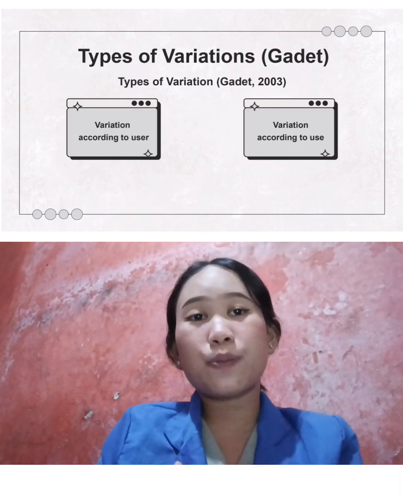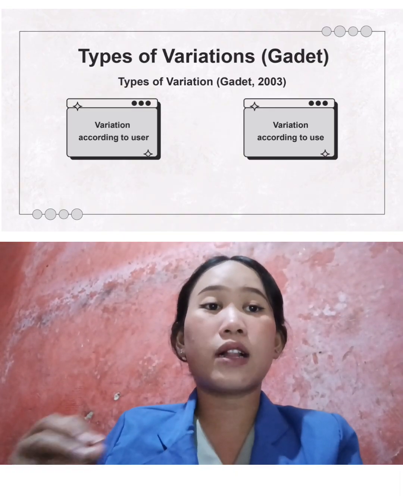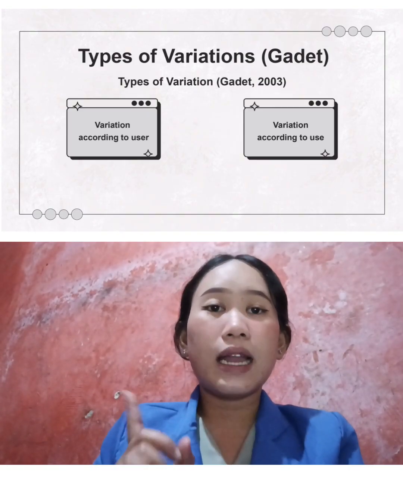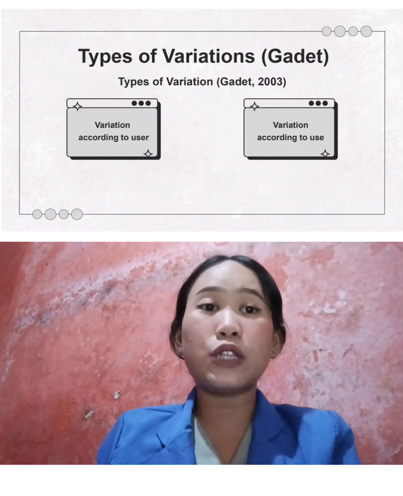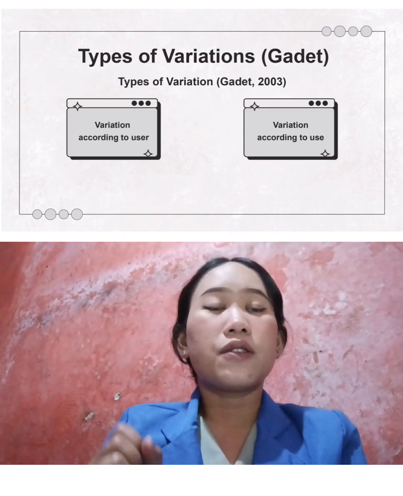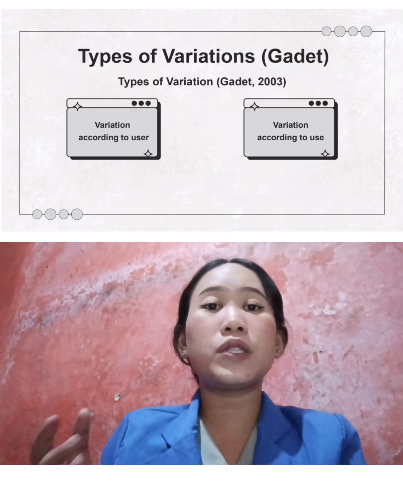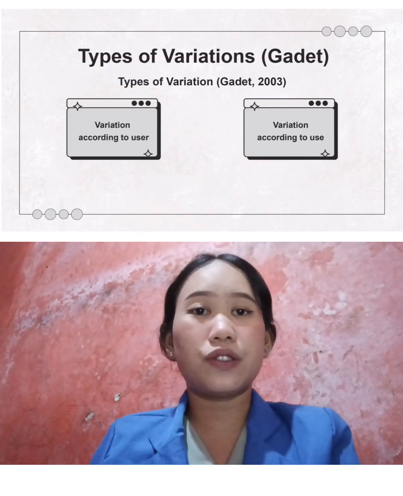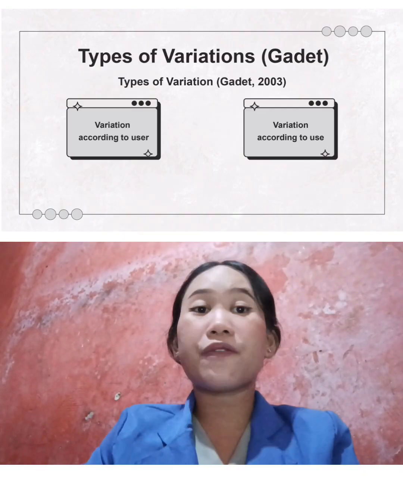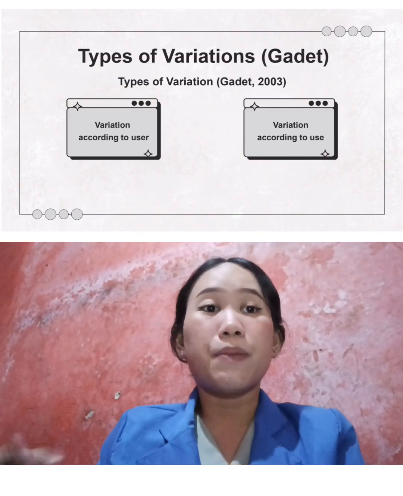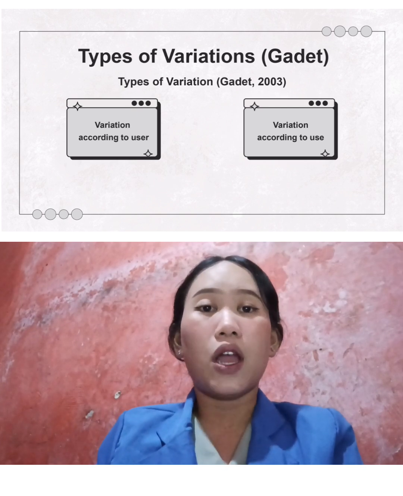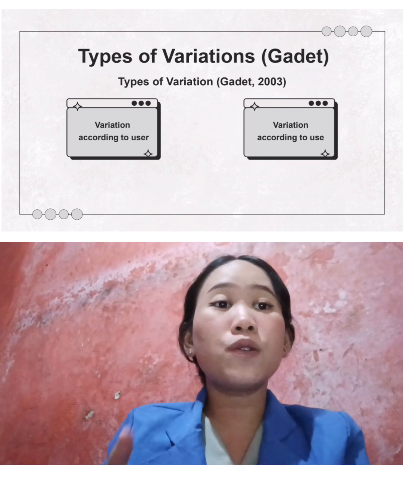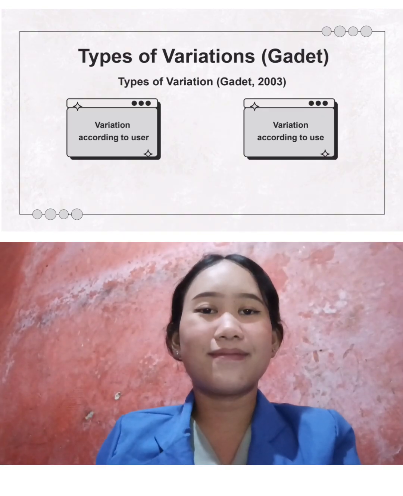Now, I will explain the types of linguistic variation based on the classification proposed by Francois Gadet. Gadet divides linguistic variation into two main categories. The first one is variation according to the user, and the second one is variation according to use. This classification is very important in sociolinguistics because it helps us understand whether language differences are caused by who is speaking or how language is being used.